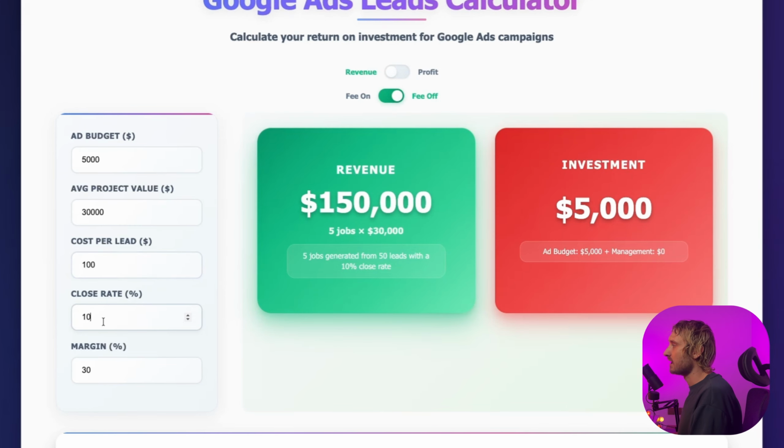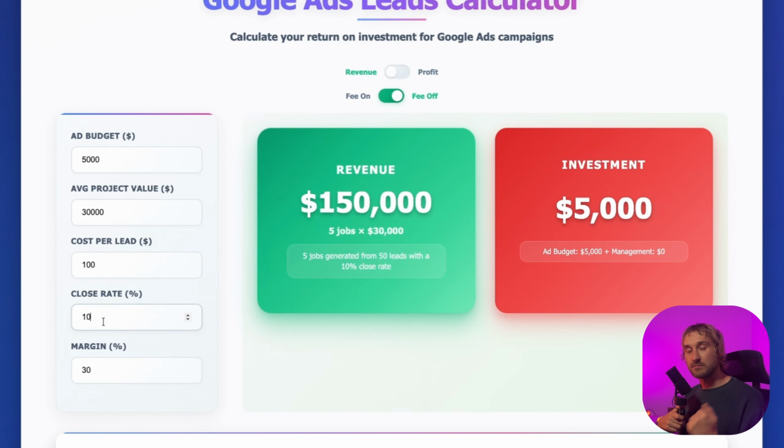And the close rate is probably the trickiest number to forecast, because the close rate is something that really only you as the business owner knows. So what we're talking about here on the close rate is of 10 leads that come through to your business, 10 phone calls, 10 emails, how many of those leads turn into a customer? Now that is going to depend on 4 different things.